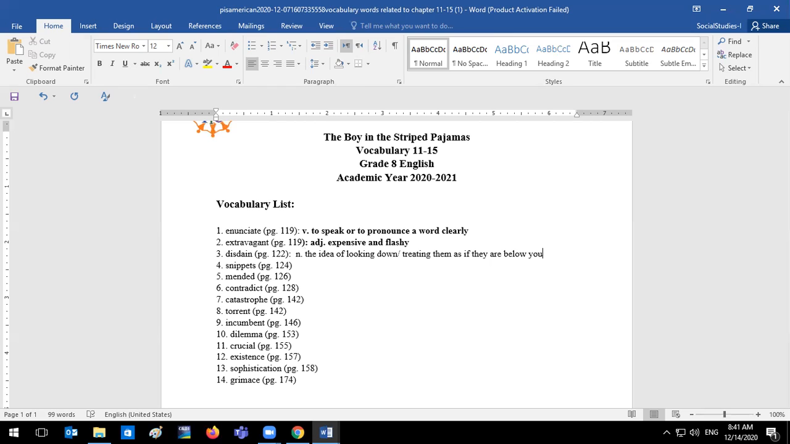Same way that Lieutenant Kotler treats Pavel. He treats him with disdain. So disdain here is the idea of looking down on or treating someone as if they don't deserve respect. Okay, this is what disdain is.